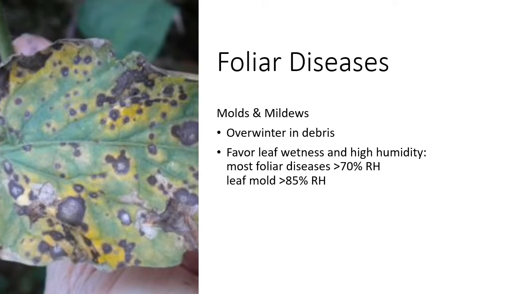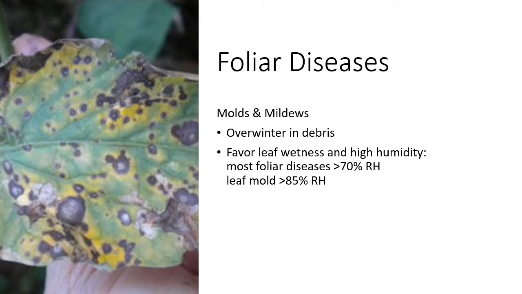So lumping them together and generalizing, most of our leaf pathogens will overwinter in debris. So any debris that falls to the ground during the production cycle and after the harvest and after cleanup of the tunnel at the end of the season. In general, most foliar diseases favor any relative humidity above 70%.